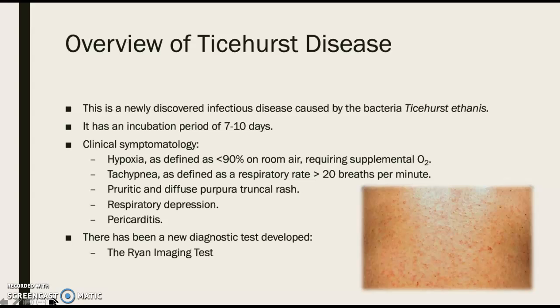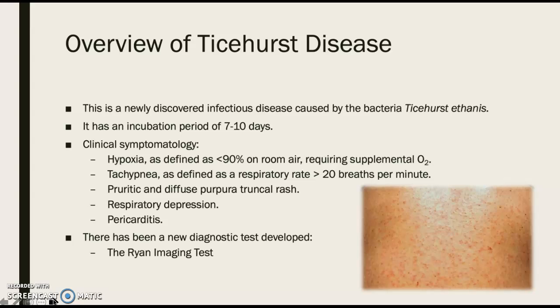As we can see, hypoxia is defined as less than 90% of room air and will likely require a supplemental O2. Tachypnea, which is defined as a heightened respiratory rate greater than 20 breaths per minute. A pruritic and diffuse purple truncal rash, predominantly on the back. Respiratory depression. And once again, pericarditis.